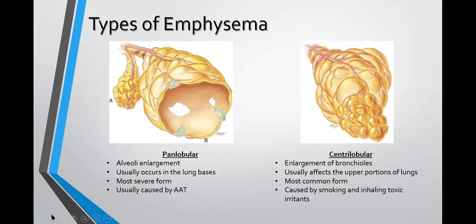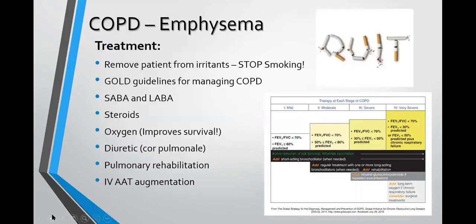Two types of emphysema, all right? The most severe one is panlobar. The most common one is centrilobar. How do we treat emphysema? Well, we got to get them out of the irritants. Again, stop smoking. Stop smoking cigarettes. Stop smoking blunts. Right? We treat it with the gold standard for COPD.